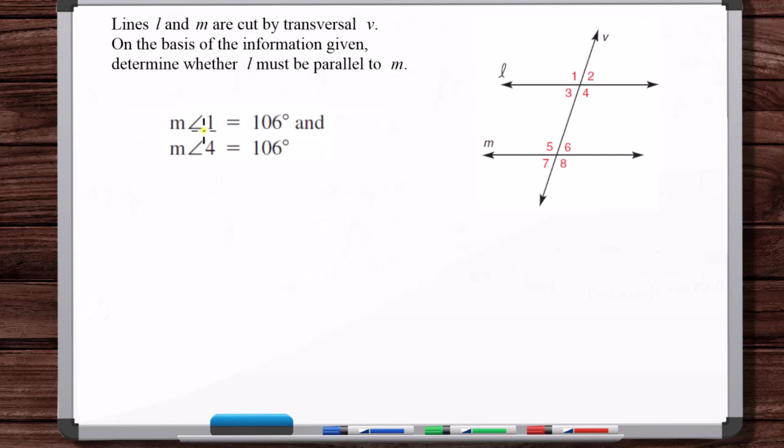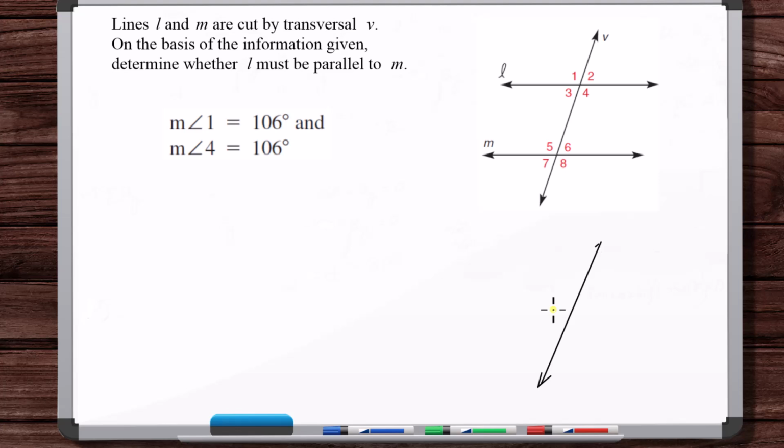Okay, what if angles 1 and 4 are congruent? Okay, well, those are vertical angles, but we know that whether or not L and M are parallel, the vertical angles are going to be congruent. Like we could have these two lines cut by this transversal. Okay, so there's angle 1, 2, 3, 4, 5, 6, 7, 8. Well, angles 1 and 4 are still congruent, and these two lines are certainly not parallel.